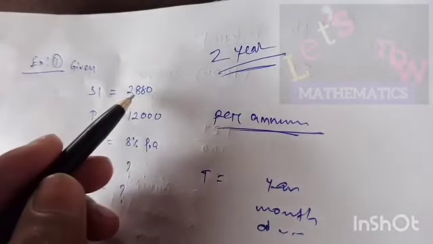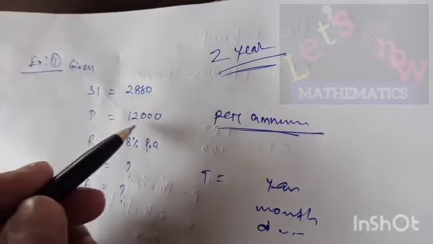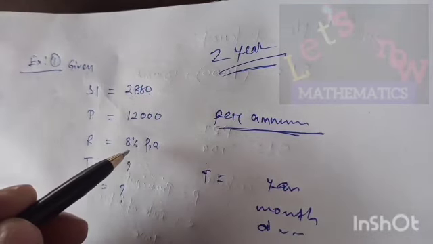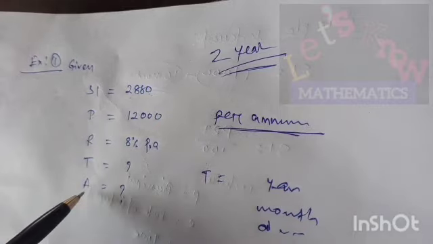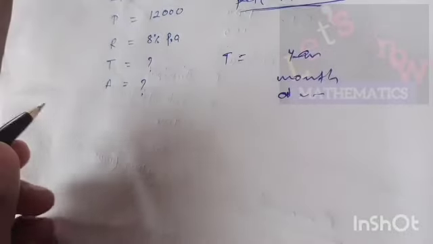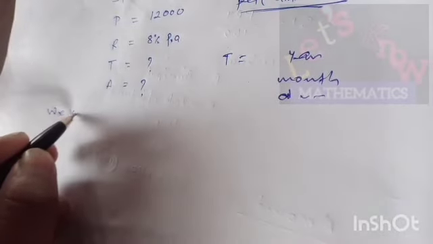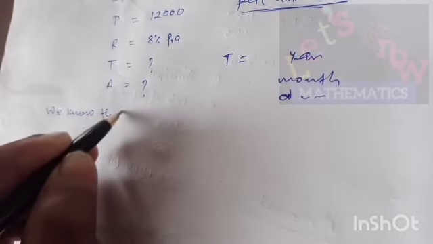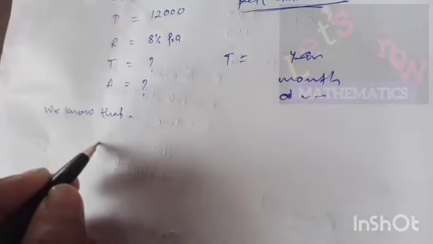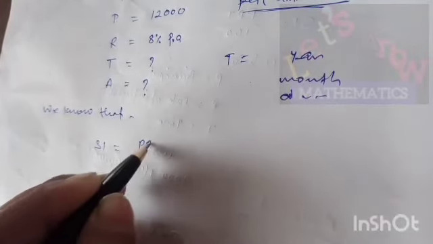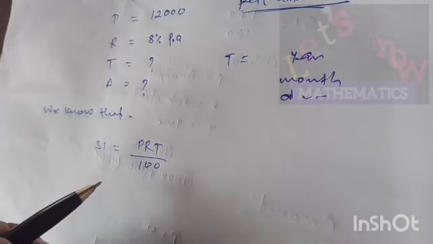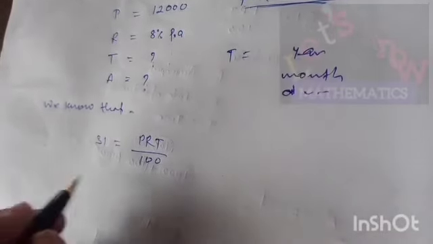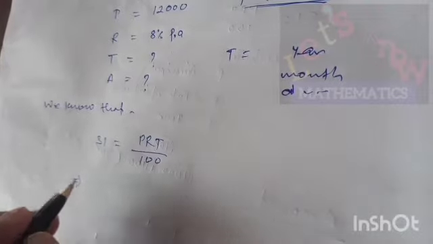What is given to us? SI is equal to 2,880, the principal amount is 12,000, and the rate of interest R is equal to 8%. Time is not given; we need to find that, and the amount also we need to find. So how to find? Right now we know that SI is equal to PRT by 100. This is the simple interest formula we have got.